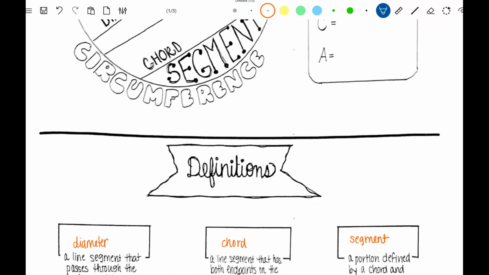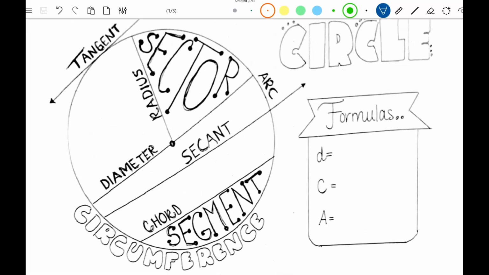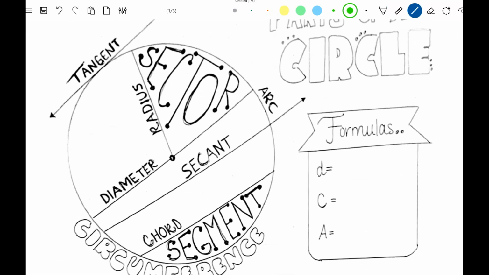Okay, this next one says a line segment that has one endpoint at the center and the other on the circumference. So it doesn't go past the center and it ends on the circle. So that's this right here. It's a radius. Now that's not the only radius in the circle, but that's the only one that's labeled.